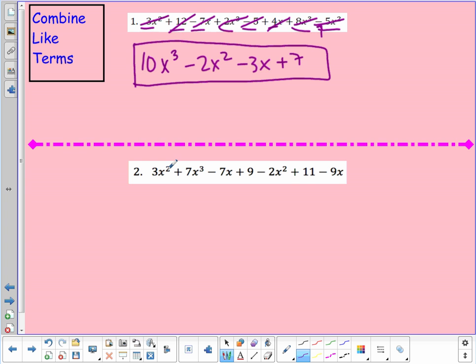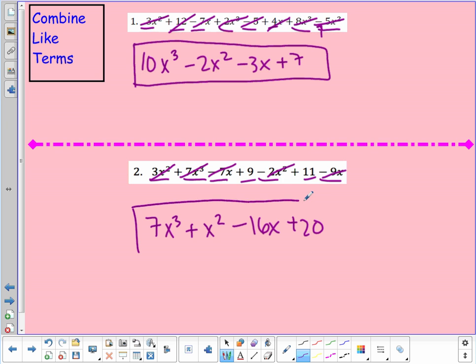If I take a look at number 2, again, start with the largest exponent. The largest exponent is 7x to the third, and there's nothing else to put with it, so it's just 7x to the third. Then I have my squares. There's a 3 and a negative 2. 3 minus 2 is 1, so that's just plus 1x squared, or just x squared. Then I would have my x terms. There's a negative 7 and a negative 9. Negative 7 and negative 9 is negative 16x. And then I have the constants 9 and 11, which is 20. So that's just combining like terms.